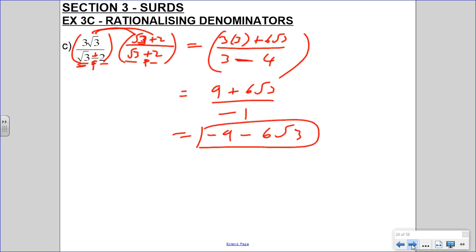Is that the last example? It is. Okay. Happy rationalizing.